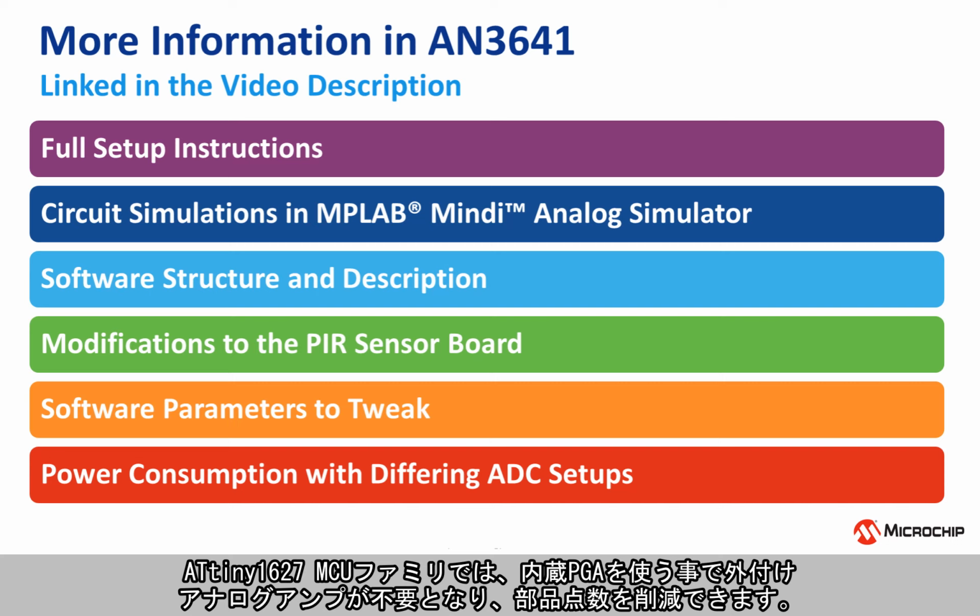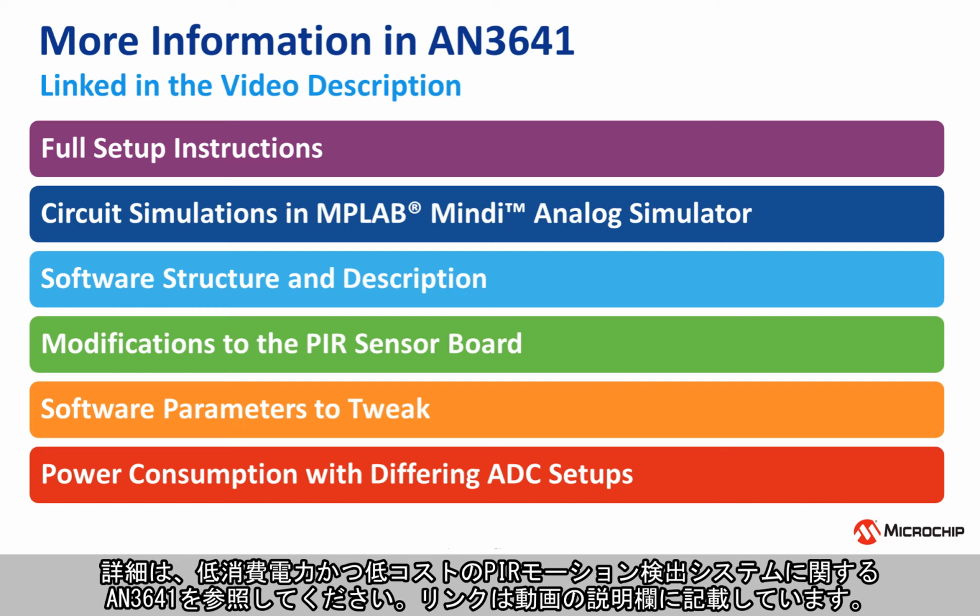In the ATtiny1627 family of microcontrollers, the PGA can remove the need for an external analog amplifier, which saves on the BOM. For more information, please read Application Note 3641 on how to design a low-power, cost-efficient PIR motion detection system, which is linked in the video description.